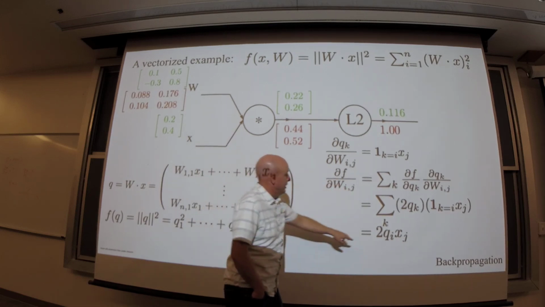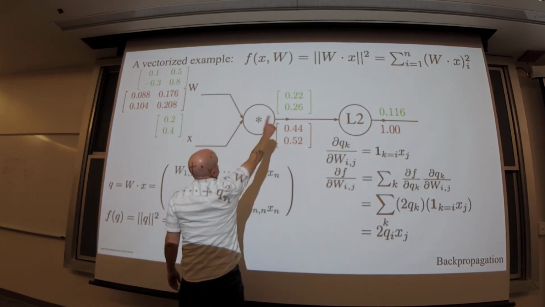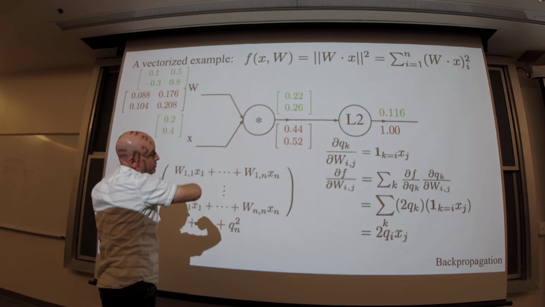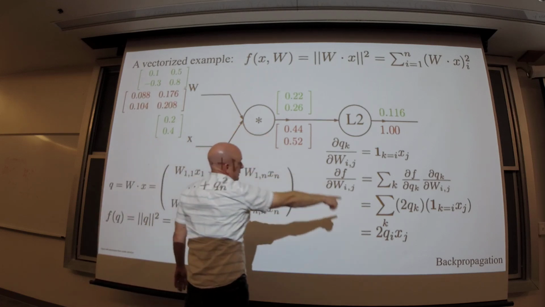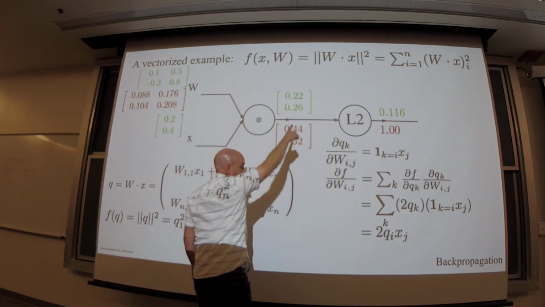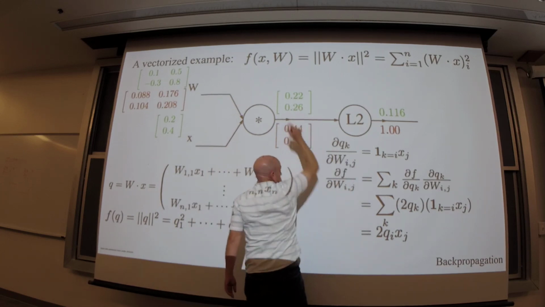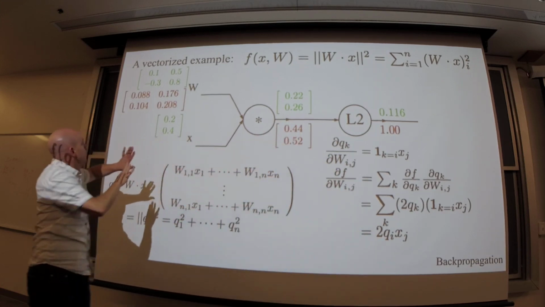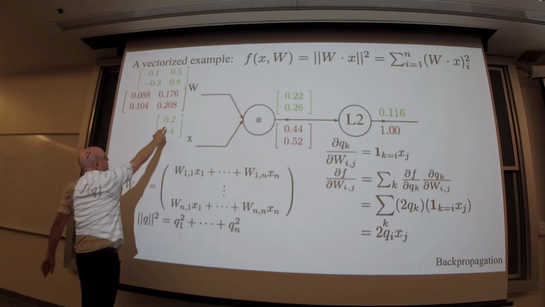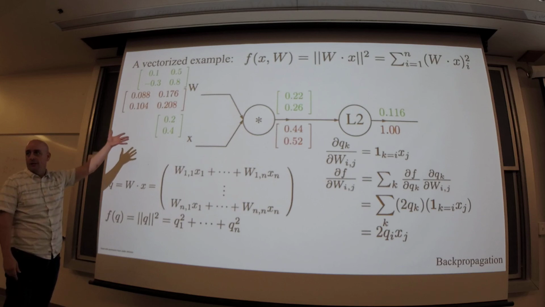Okay? So that's going to be 2 times Q1 times X1. Q1 is 0.22, right? Times 2, that's 0.44, which is the thing right there, but don't get it confused. That's 0.44, and then times X1, which is 0.2. So that gives you 0.88, but then because it's a 0.2, you move the decimal point 1, and you get 0.088. And so on, right?